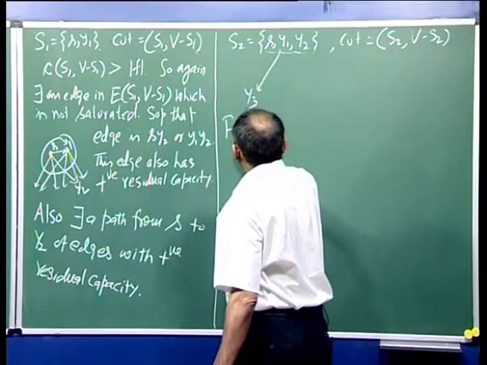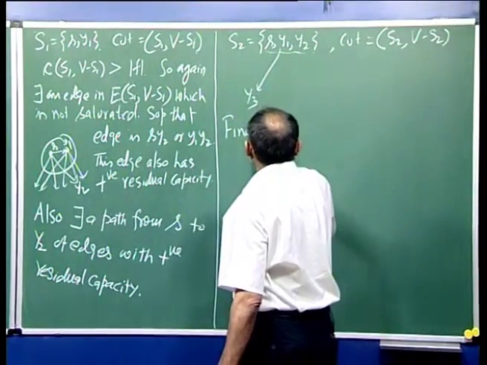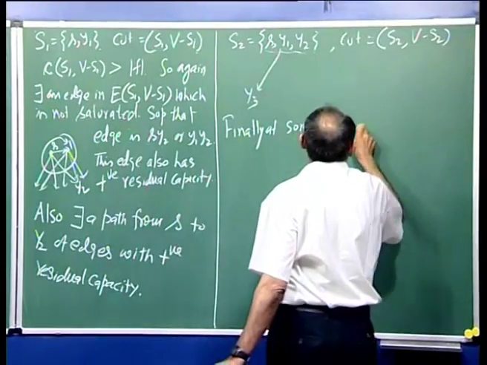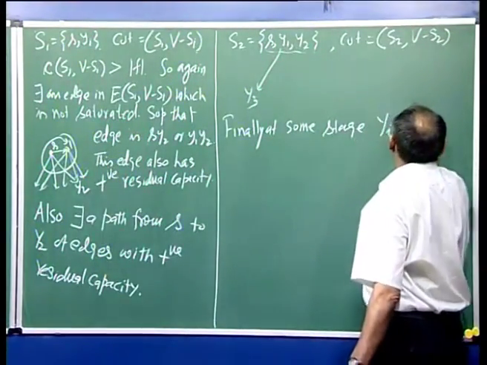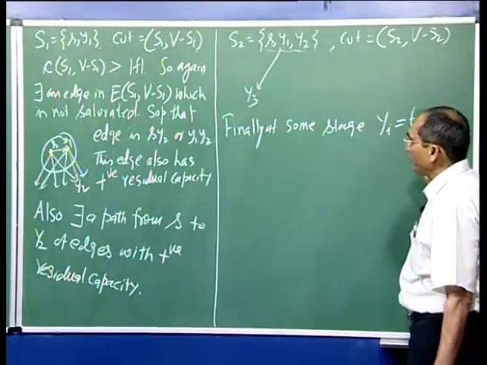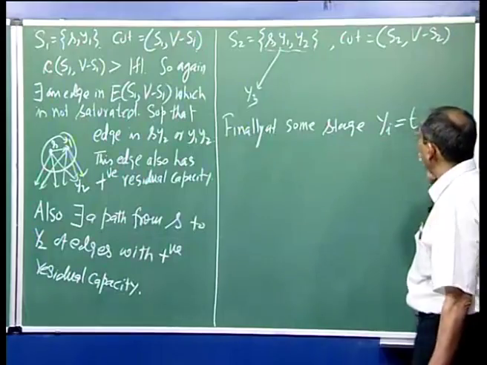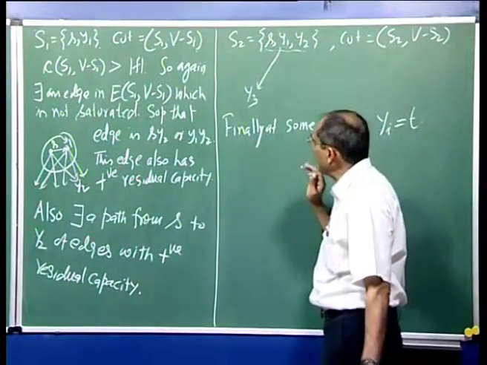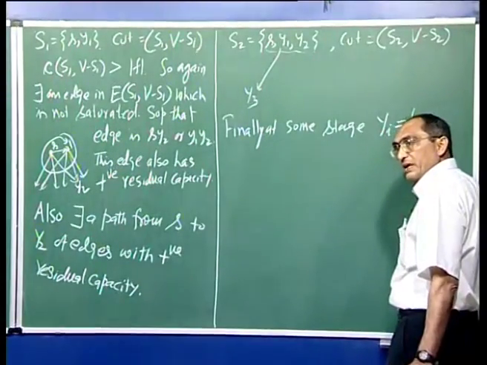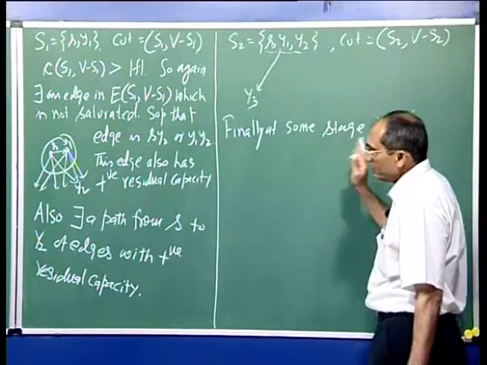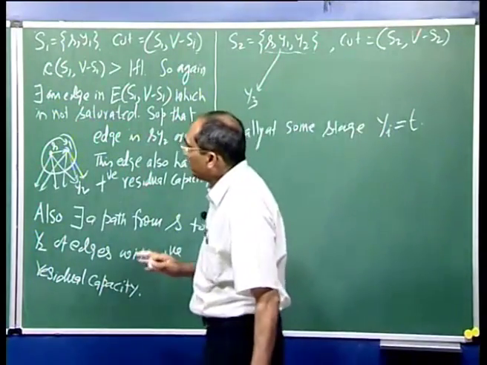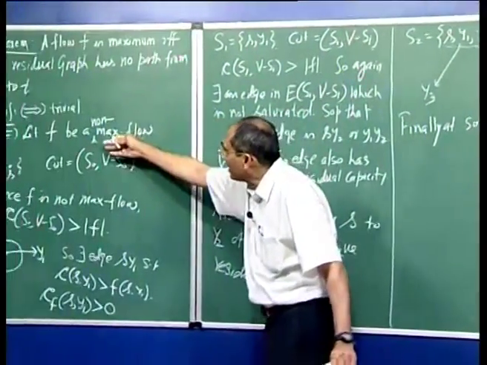This process will continue. Finally, at some stage, some Yi will be t, because we have a finite graph, at some point t must enter, and once that happens, we have shown that there is a path from S to t on which every edge has positive residual capacity. That establishes our second part of the claim.